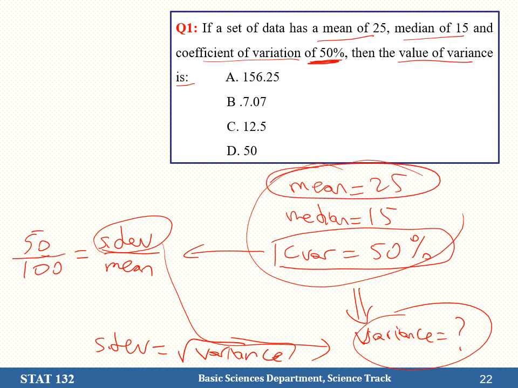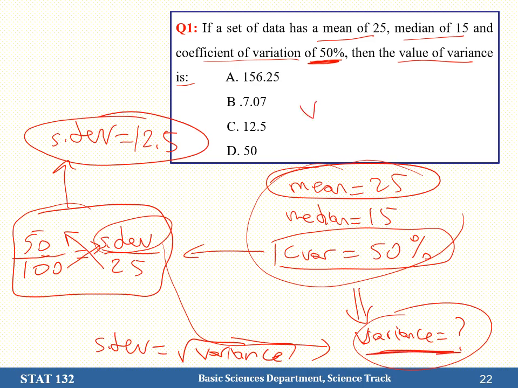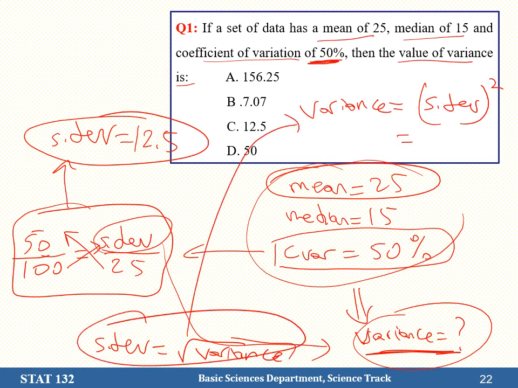And then what's the mean? Mean is given here, mean is 25. So this has to be 25 over 10. Then you can use this equality, and if you do this cross multiplication, you will get standard deviation as 12.5. Then what is the variance? So variance is the standard deviation squared. So I'm using this one here. And then 12.5 squared is 156.25. So it will be A.